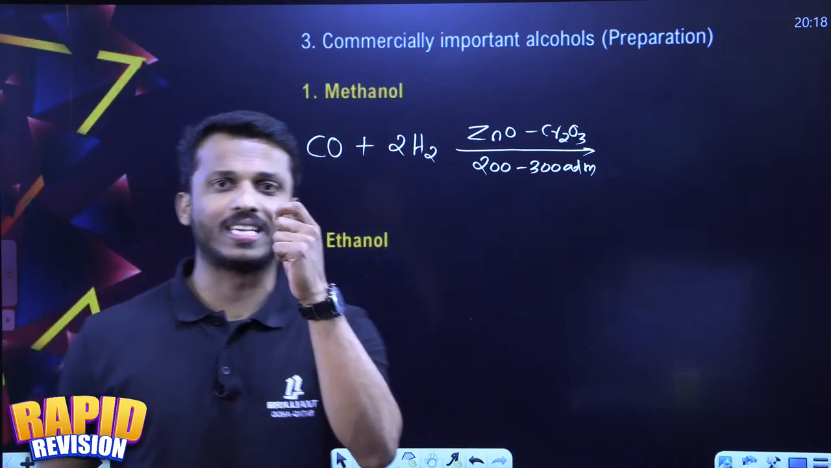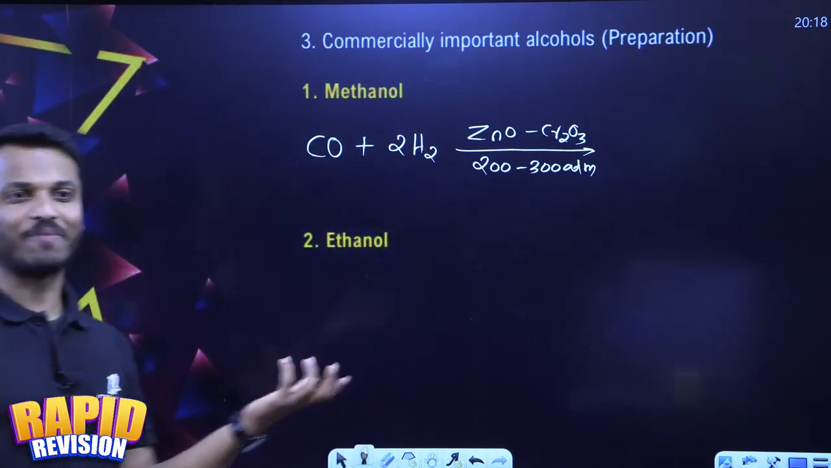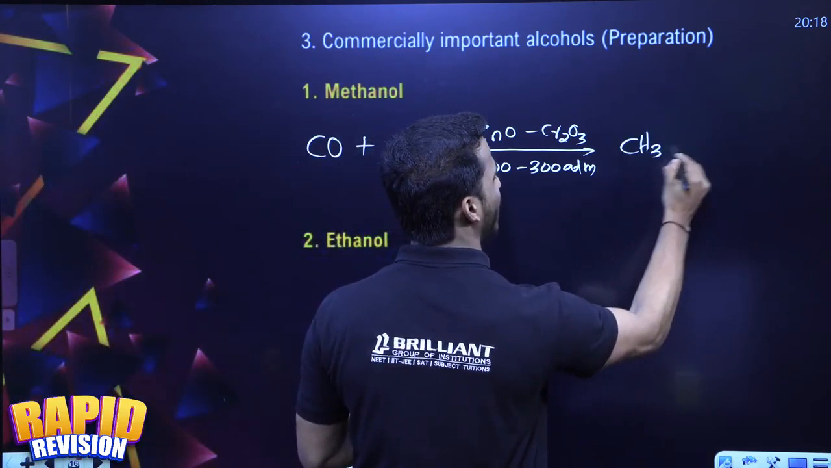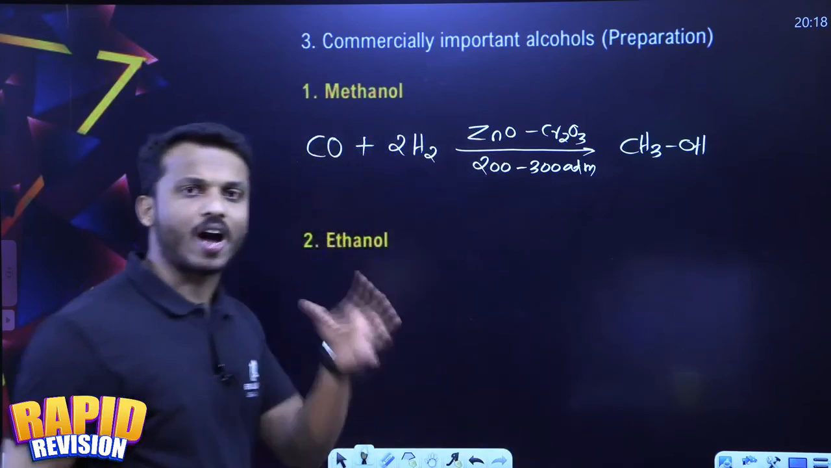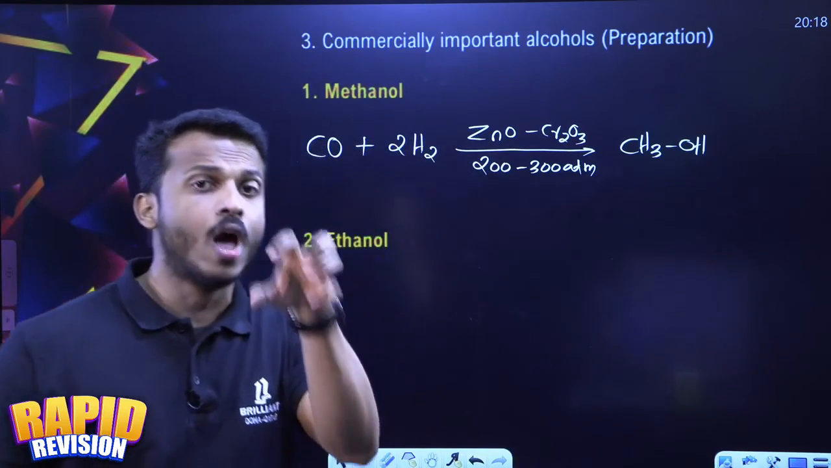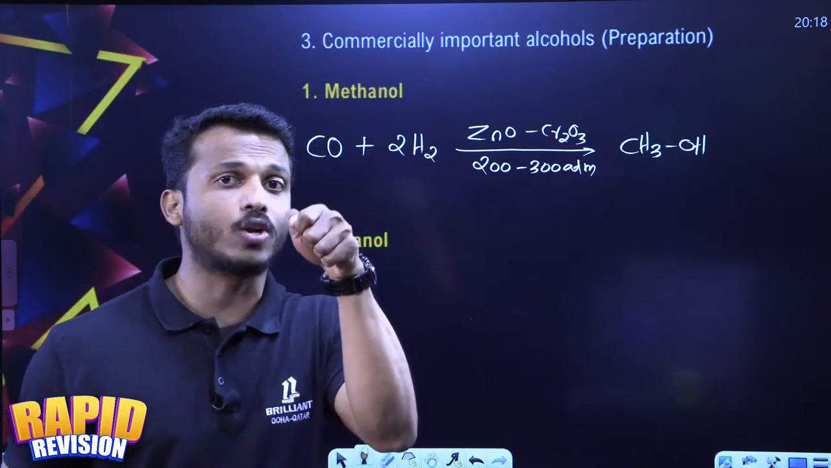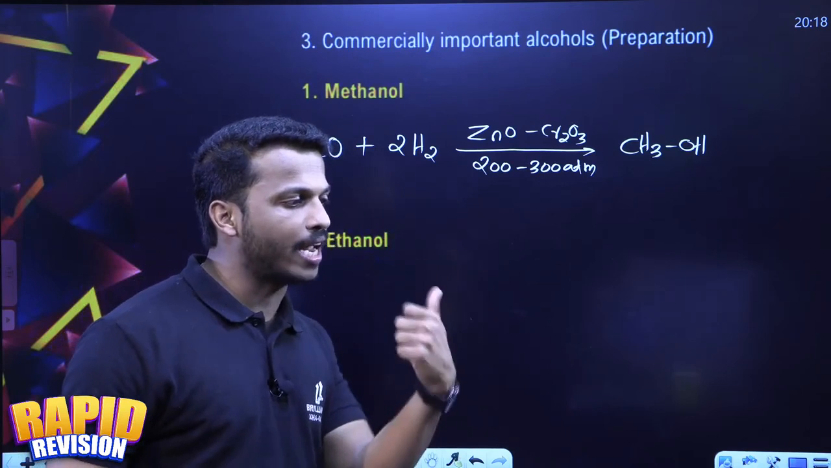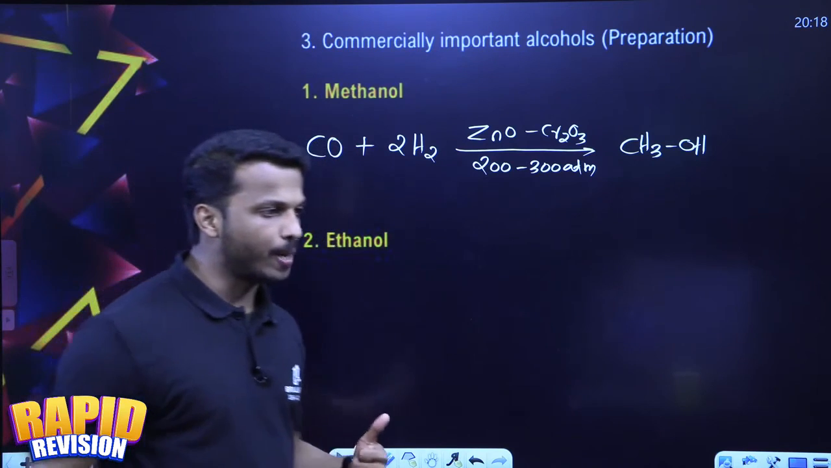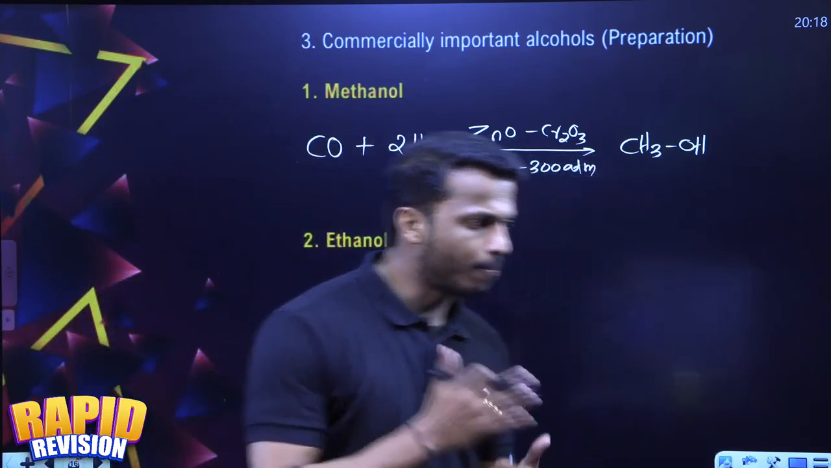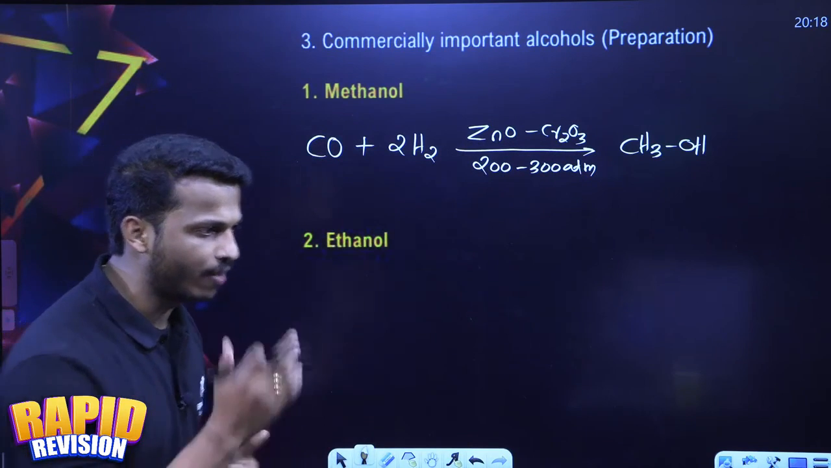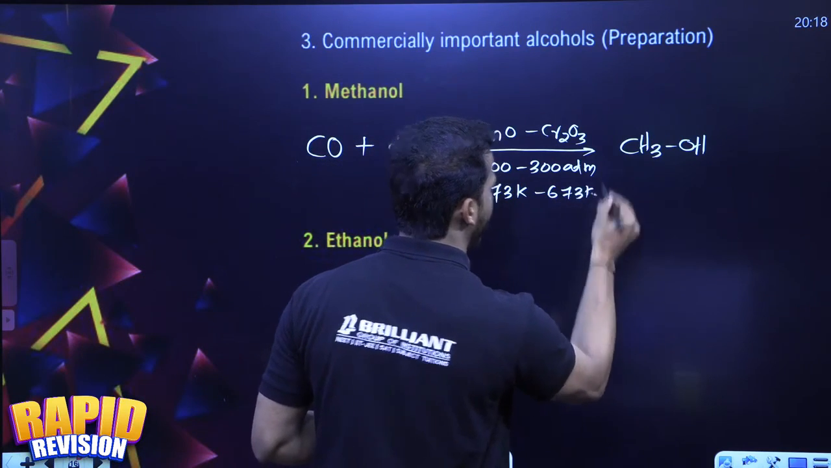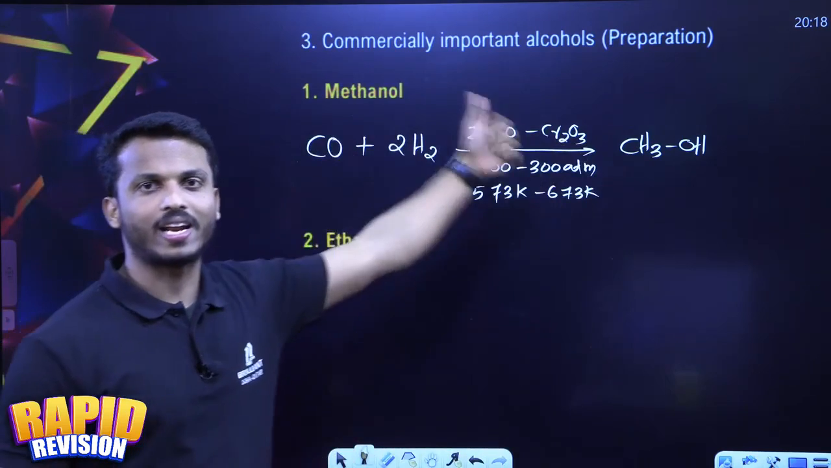Can anyone say what is the temperature condition? In order to prepare methanol, a simple reaction: carbon monoxide treated with 2 hydrogen, with the condition ZnO and Cr2O3 at 200 to 300 atm. Can you say what is the temperature condition? Very good, all of you. It is around 573 Kelvin to 673 Kelvin. You can convert this directly to methanol.